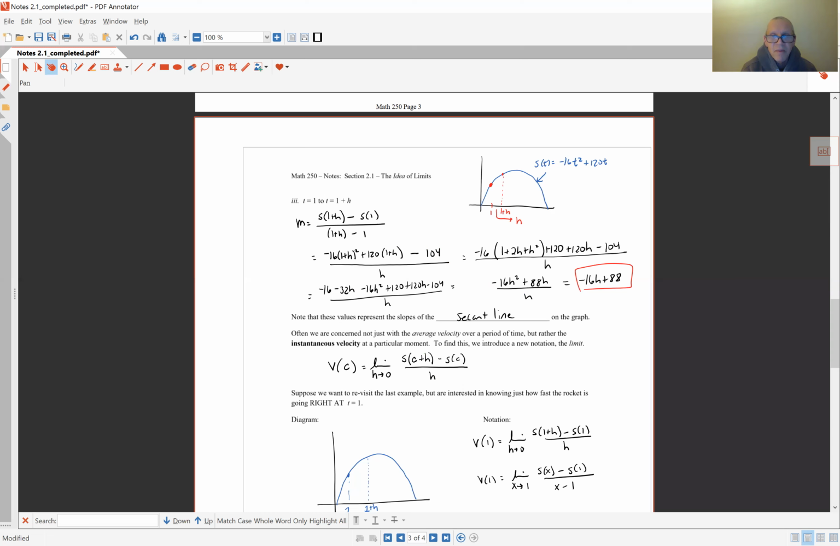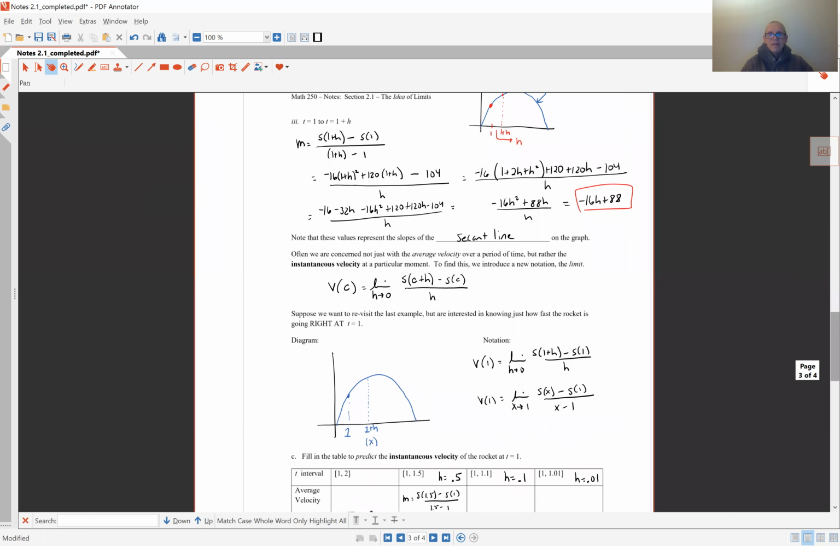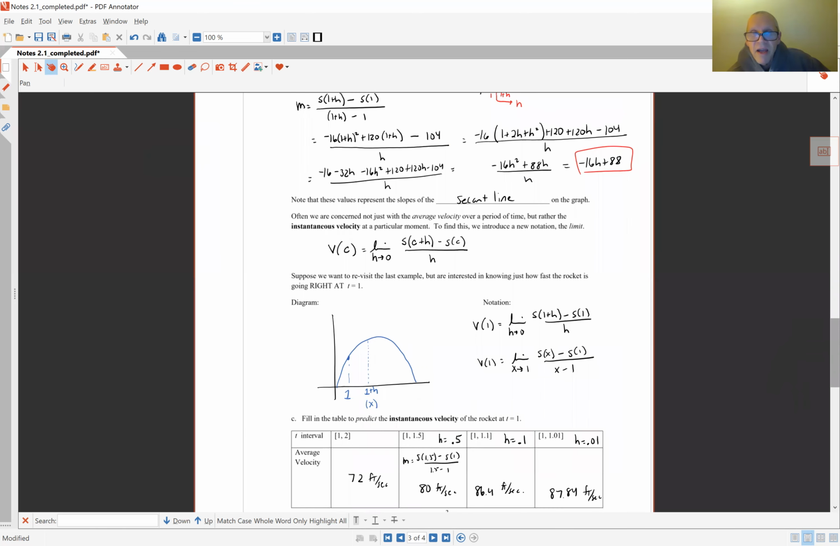What would the value be when h gets very, very close to 0? Once again, let's look at this rocket. Let's look at the average velocity and then take the limit as h goes to 0. Let's say, what's the instantaneous velocity at time t equals 1?